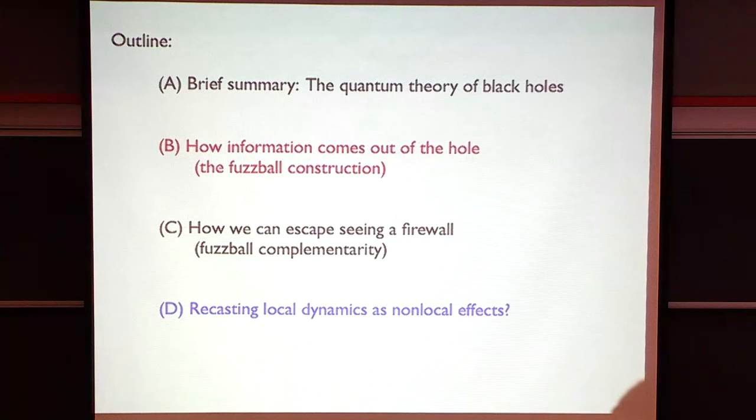And then I'll tell you how I think information comes out of the black hole, and that's the kind of stuff we've been working on for many years. A lot of people have been trying to make this thing called the fuzzball construction. And then if you have all these fuzzballs, how can you escape seeing a firewall? So that goes into something called fuzzball complementarity, which is something we had tried to make about 3 years ago.